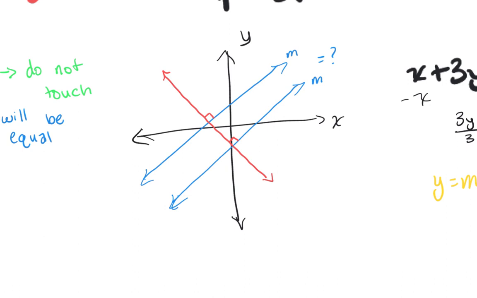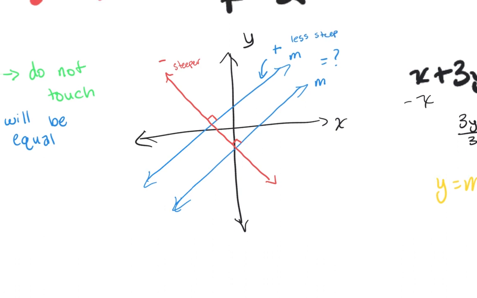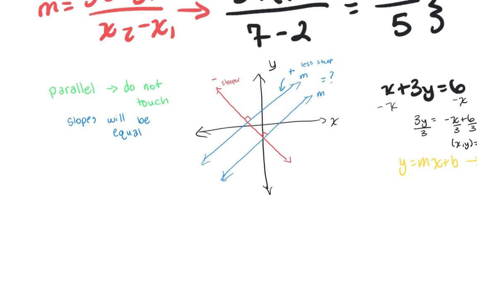Now, what do you notice about these slopes? The slope for this line is positive. The slope for this line is negative. And we also know that the slope for this line looks slightly steeper than the slope for this line, which is a little hard to see from just a sketch. But essentially, when you have two perpendicular lines, they do cross at one point.